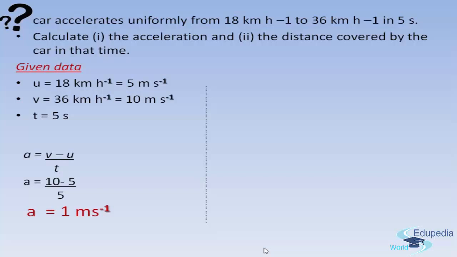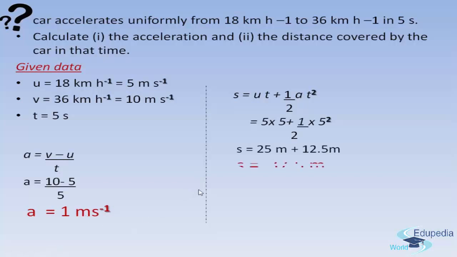This is a positive acceleration because the car accelerated from 18 kilometers per hour to 36 kilometers per hour. Also, we need to find the distance covered by the car in that time. The formula for this is s = ut + ½at², right? When we substitute the values of u, t and the acceleration we calculated in part 1, which is 1 meter per second squared, we get s = 37.5 meters. So these are pretty simple, right? Now you know how to use the equations in these situations.